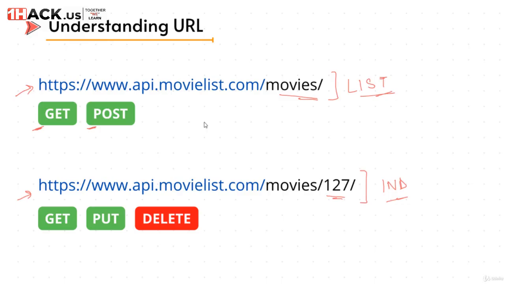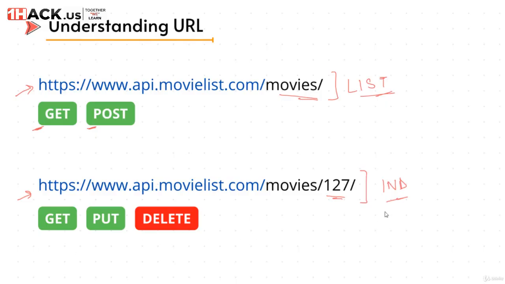And similarly delete. We are not going to delete complete list. We can delete individual item. So remember, with this type of URL, we can add get or post, which is to get complete list or to add a new element or new item in this list.